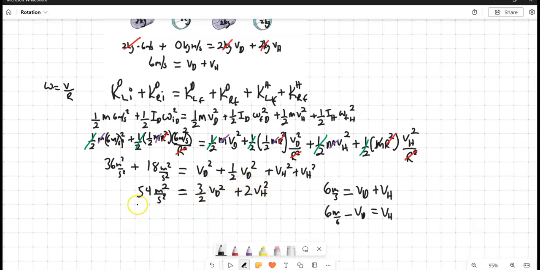Let's divide everything by 2, right? I want this to be as simple as we could get before we plug it into here. So if we divide everything by 2, 54 divided by 2 is going to be 27 meters squared per second squared. That's going to be equal to 3/4 VD squared plus VH squared.